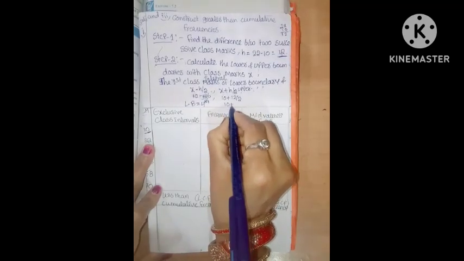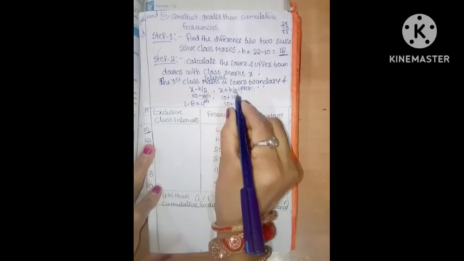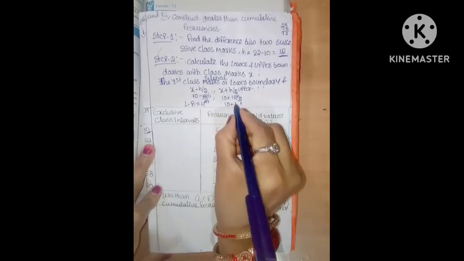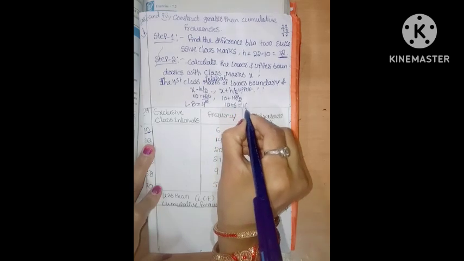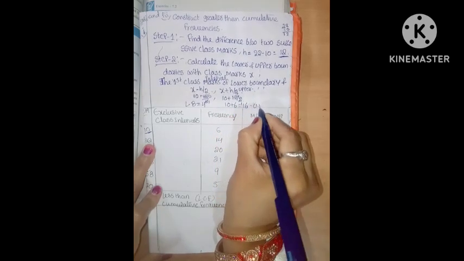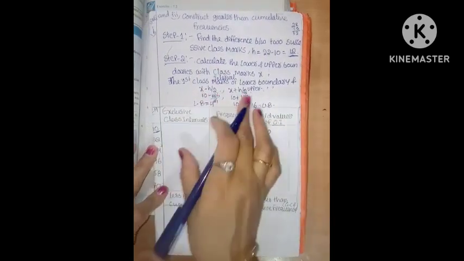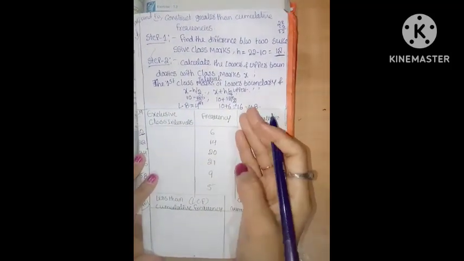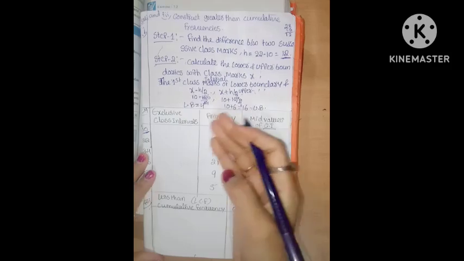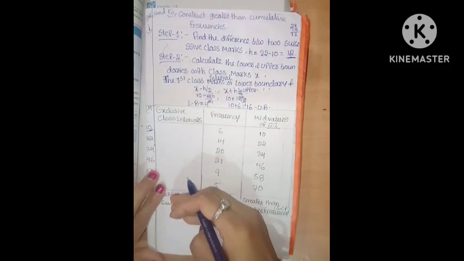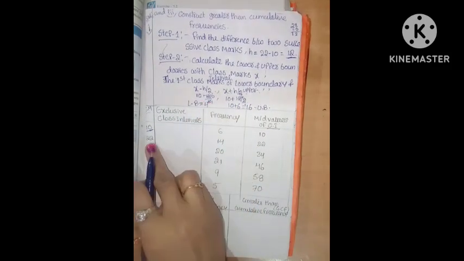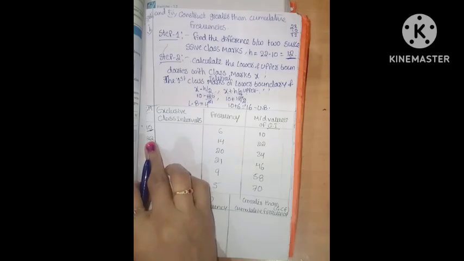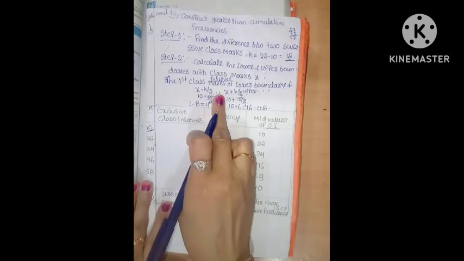And the next upper boundary is 10 plus 6, which is 16 only. This is the upper boundary of the first class interval. We can determine all of the remaining class intervals in the same way. Next one, 22 minus 12 by 2.